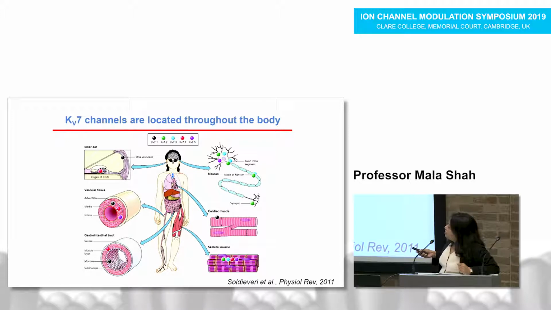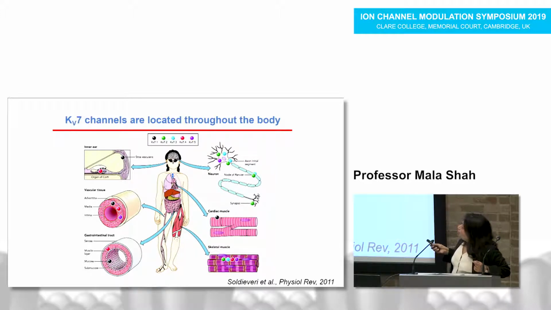And mutations in these have been associated with many disorders. Mutations in Kv7.4 are to do with hearing loss, and there's a lot of very nice work by Thomas Jentsch on this. Mutations in 7.1 have been associated with arrhythmias, LQT syndrome, and mutations in 7.2 and 7.3 have been associated with epilepsy.